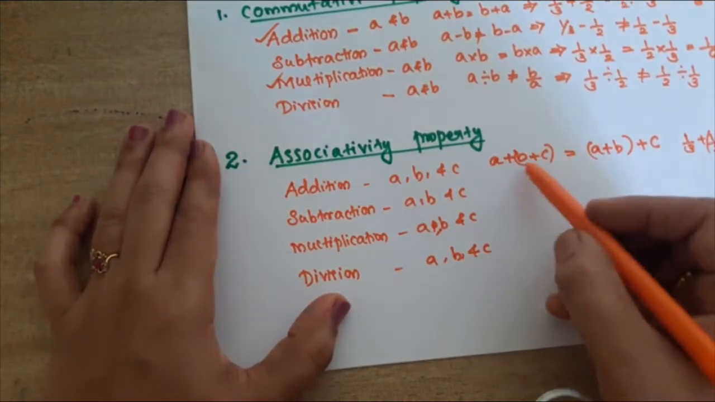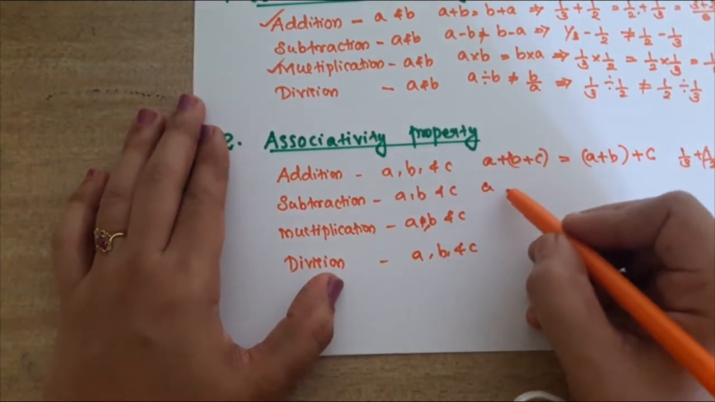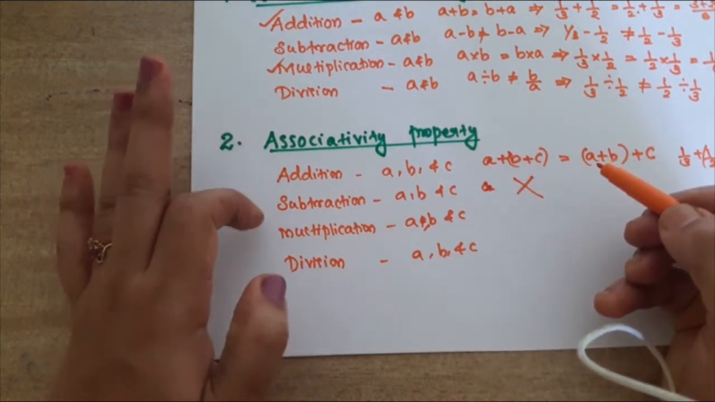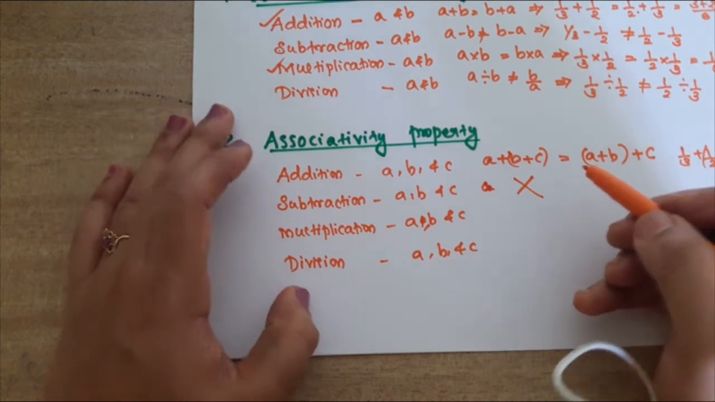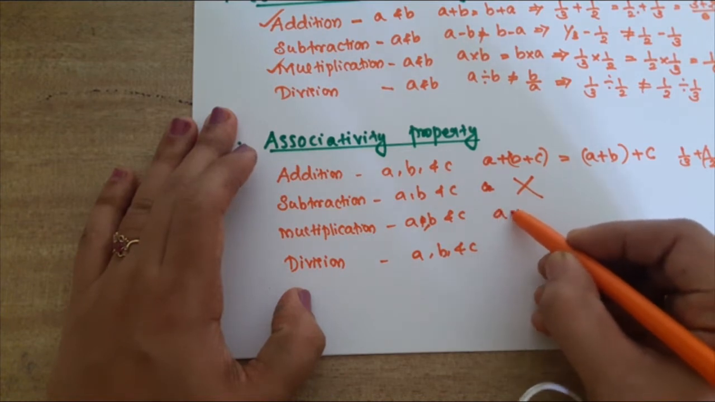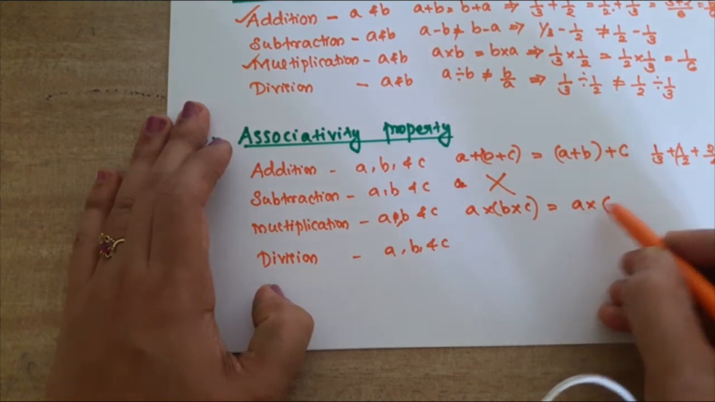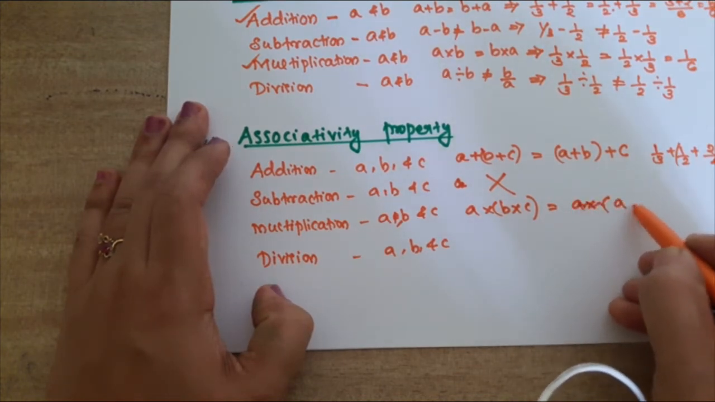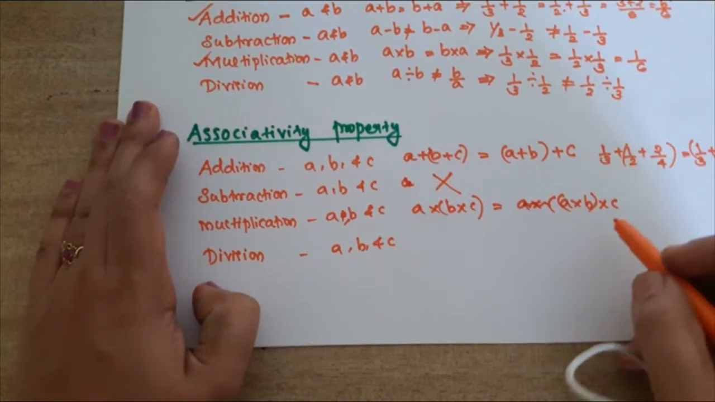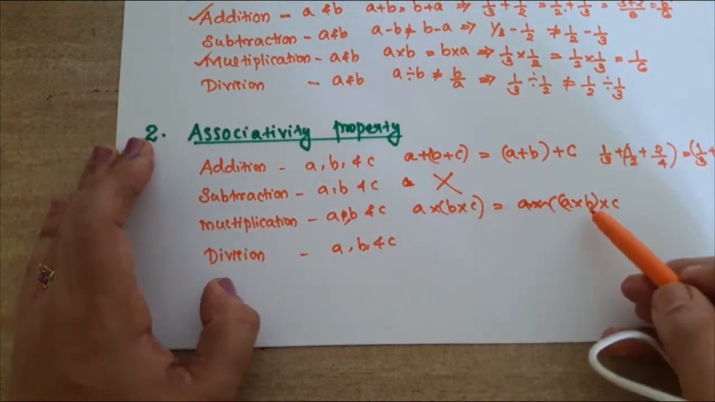Then for subtraction, this property is not true. This rule is not obeyed by subtraction. Then the third one is for multiplication. (a into b) into c is equal to a into (b into c). This is the associative property for multiplication.